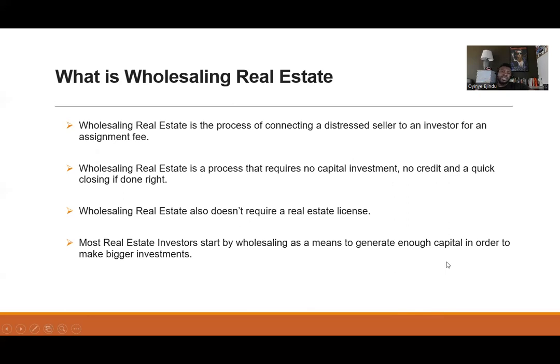And again, like I mentioned earlier, most real estate investors start by wholesaling as a means to generate enough capital in order to make bigger investments. So you have to be willing to understand the steps and the process involved in wholesaling, because by doing that, you can generate enough capital as an investor to make bigger investments in the future. So let's talk about my personal experience with wholesaling real estate, and exactly how that can come in handy for those of you who are open and willing to learn about real estate investing.